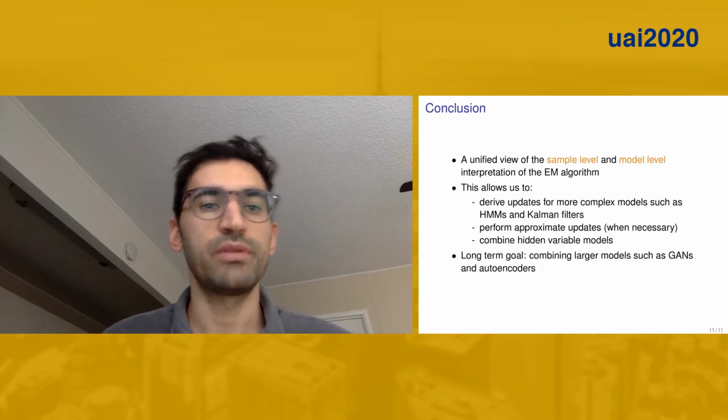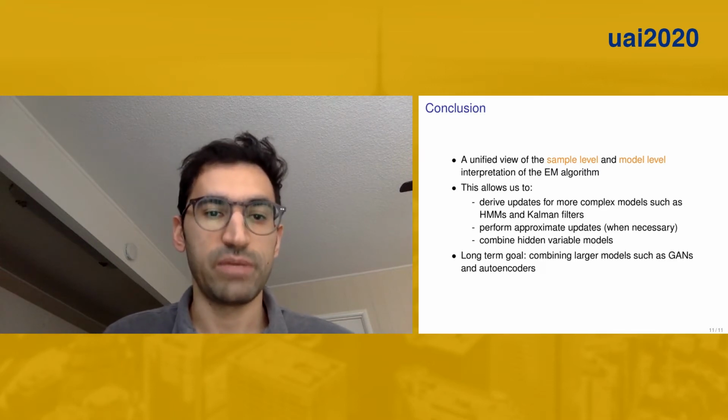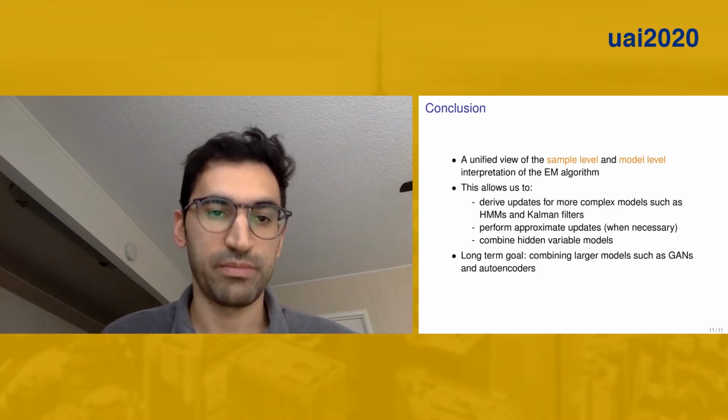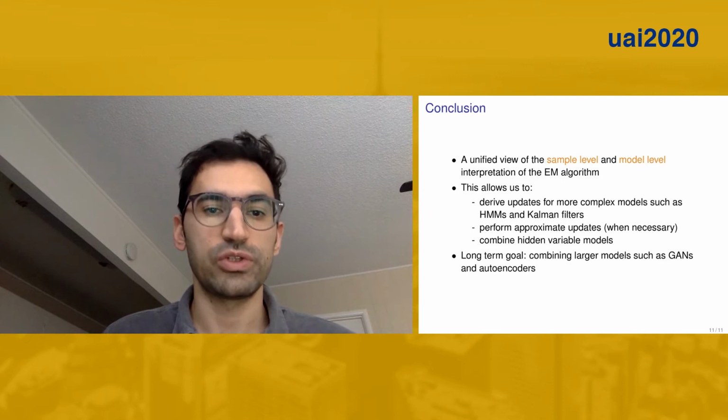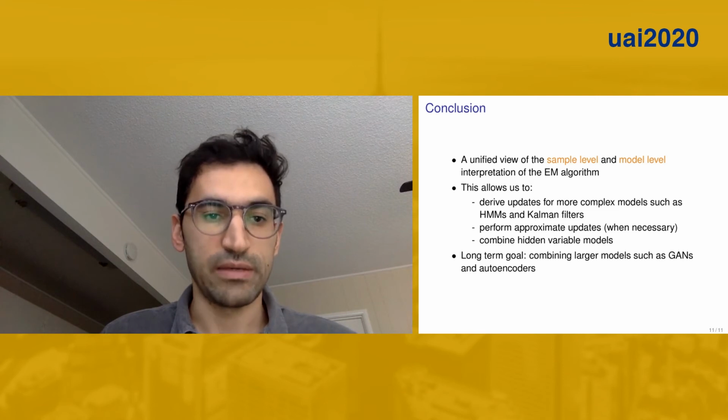In summary, we unify the sample level and model level of the online EM algorithm. This allows us to derive updates for more complex models such as HMMs and Kalman filters. Also, it allows us to perform approximate updates when there is no closed form solution for the EM update. Finally, the divergence-based view of the EM algorithm allows us to combine hidden variable models in a distributed setting.